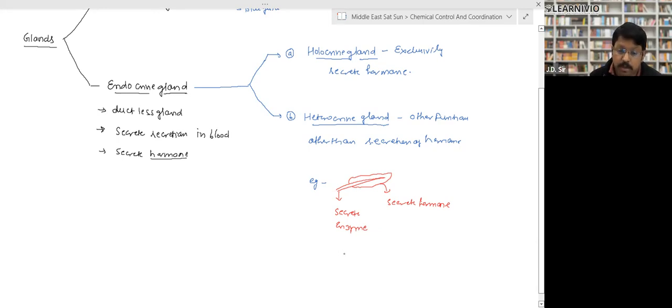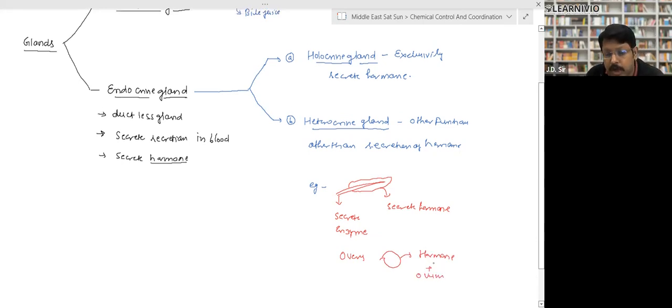Let me make you understand one more. That is the ovary. What is the function of the ovary? The ovary has two functions. First, it secretes hormone, and second, it also secretes ovum, so it secretes egg. So that is also heterocrine.